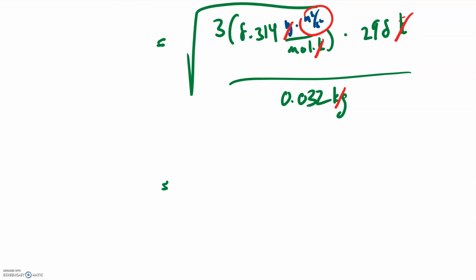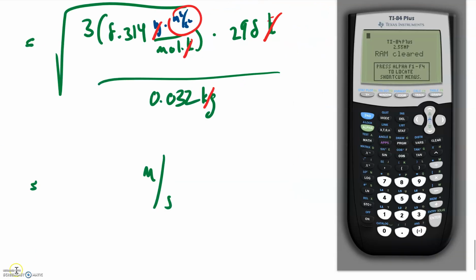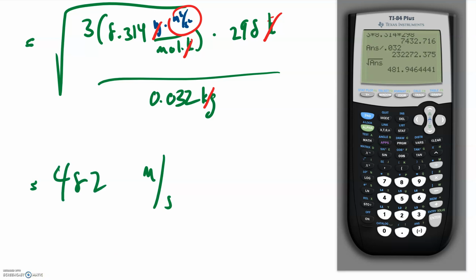Our answer is going to be in meters per second because we're taking the square root of meters squared per second squared. Here's my calculator. So let's crank this out. So here's 3 times 8.314 times 298. We're going to divide this by 0.032. And then we'll simply take the square root of this, and this will be our answer. 482 meters per second.